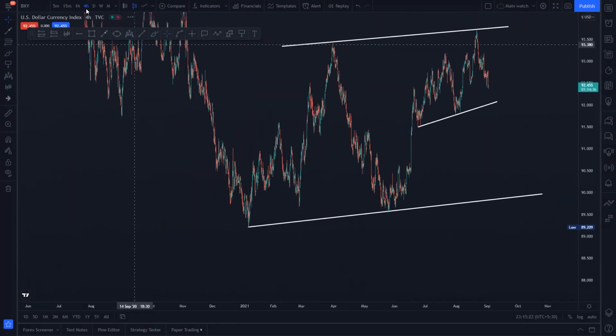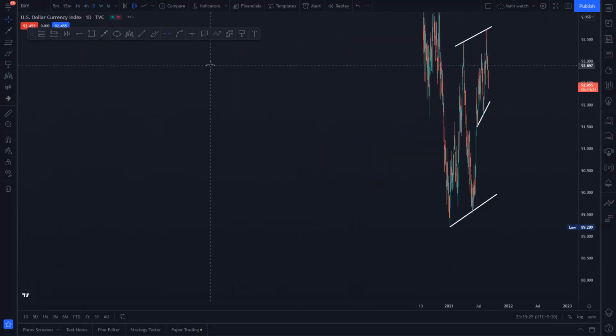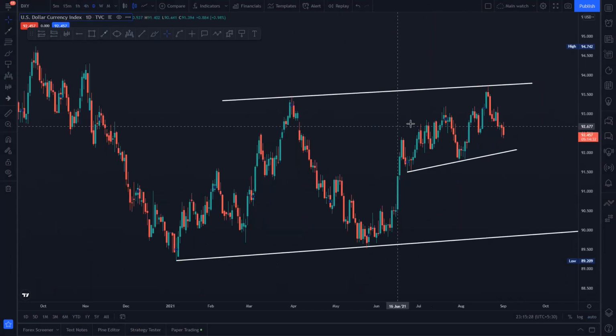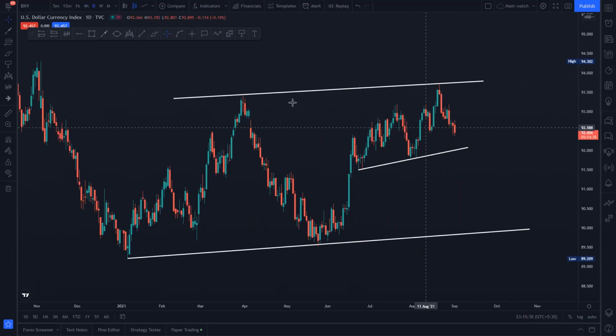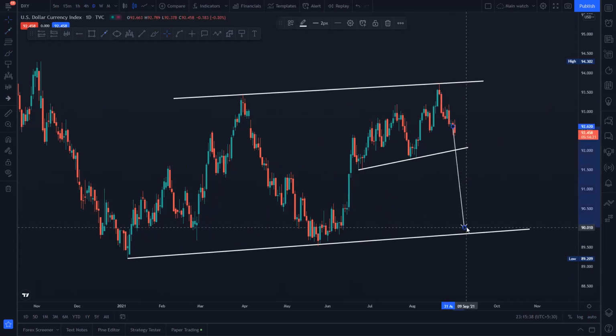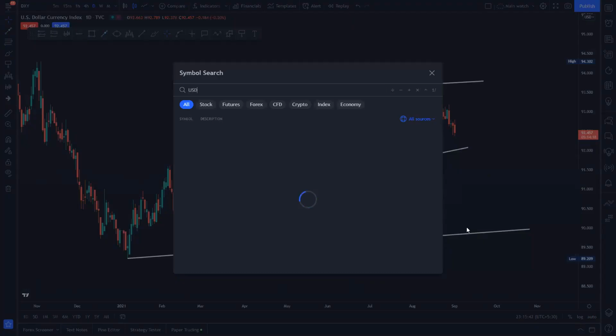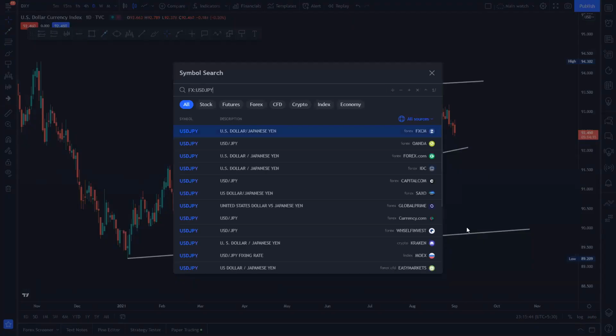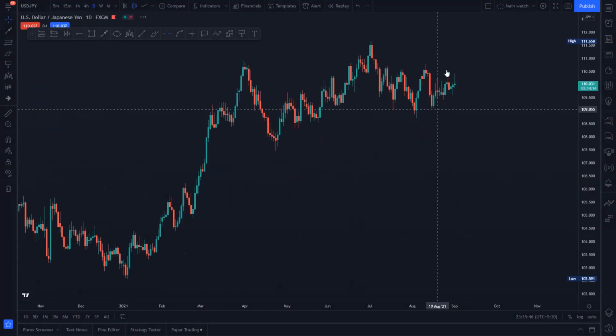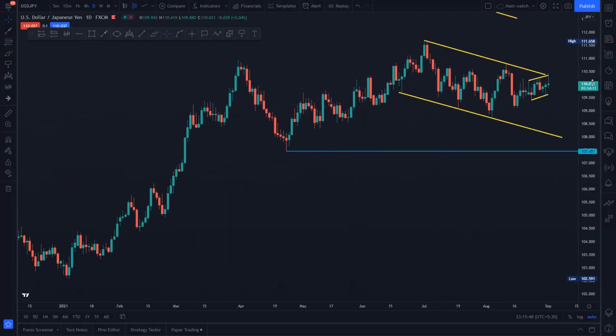But if you look at this, this is the overall structure of the DXY. What is this overall structure? The overall structure is clearly indicating that the price is moving in an ascending channel structure, and from the top we moved down. What is the possibility of the factor? It is clearly indicating that the price should move down. So when the dollar moves down, USDJPY, which is positively correlated with the DXY, is clearly indicating that it should move down as well.